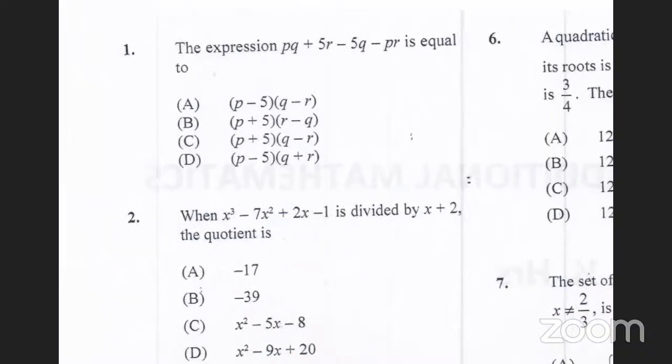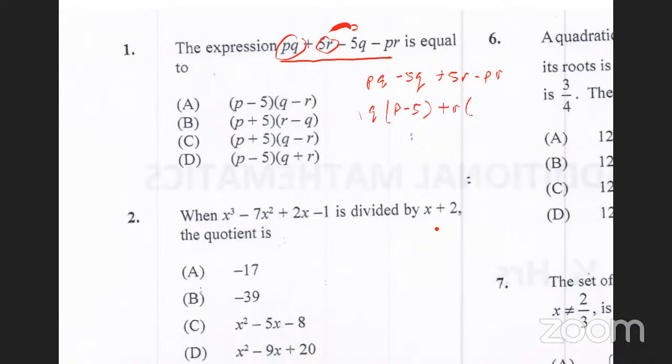Right, this paper is 2023. Right, let's start. So you want to factorize here. Right, you're going to have to factorize here. What you could do is, there's nothing common there, so you could just separate it a little bit. You could put 9q minus 5q and then bring the 5r here, 5r minus pr. Right, you could factor out q, and here you could factor out r.